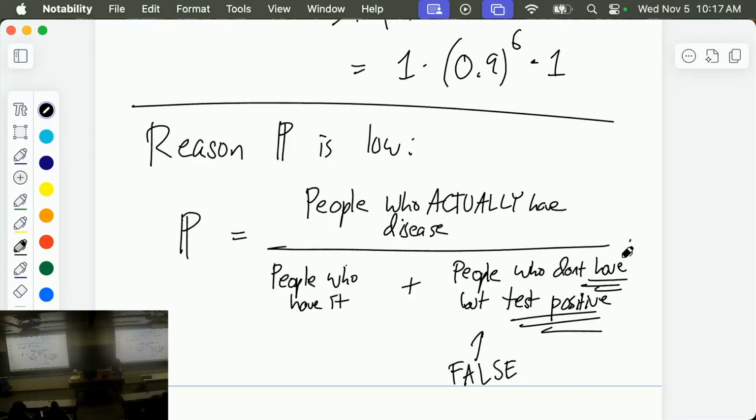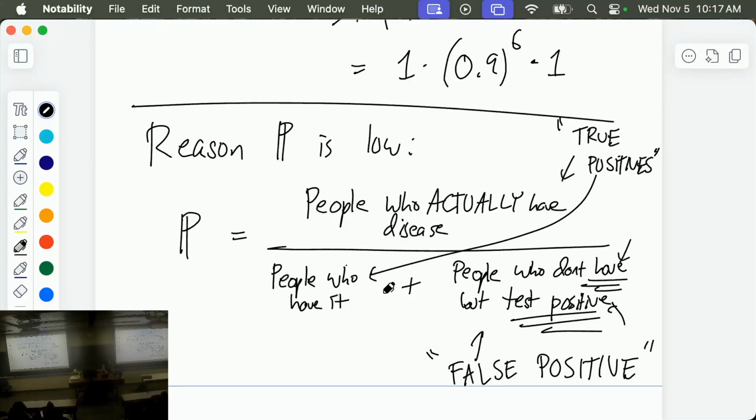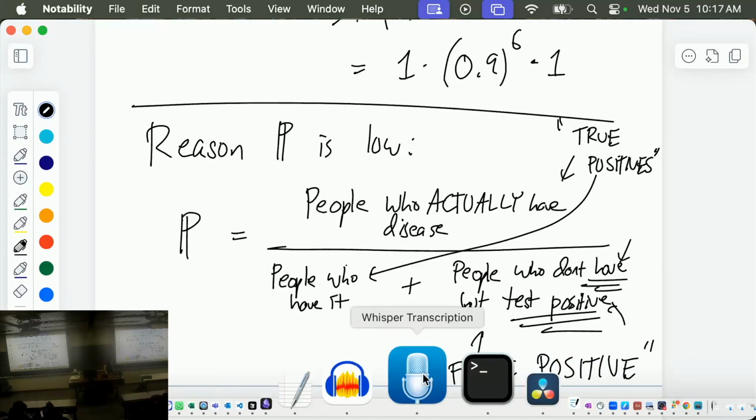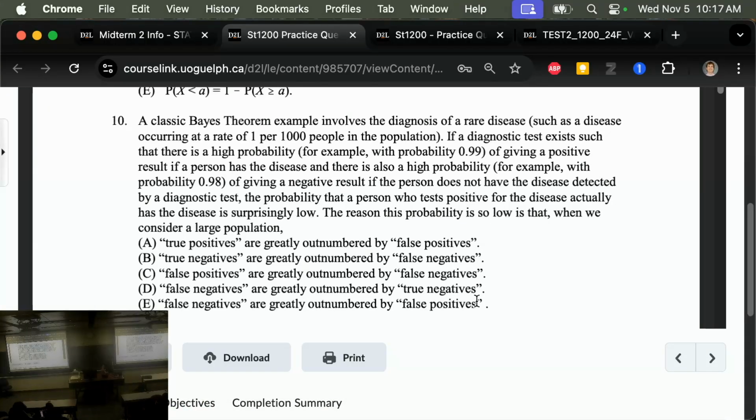The people who don't have it and test positive are what we call false positives. It's wrong because they don't have it. That's the false, and they test positive. So that's a false positive. So the false positives have to outnumber somebody, and who do they have to outnumber? The true positives, the people who actually have it. So the false positives are much, much larger than the true positives. That's why this fraction is very small. So that would be, if I can find the thing: true positives are greatly outnumbered by false positives. That's option A as well.